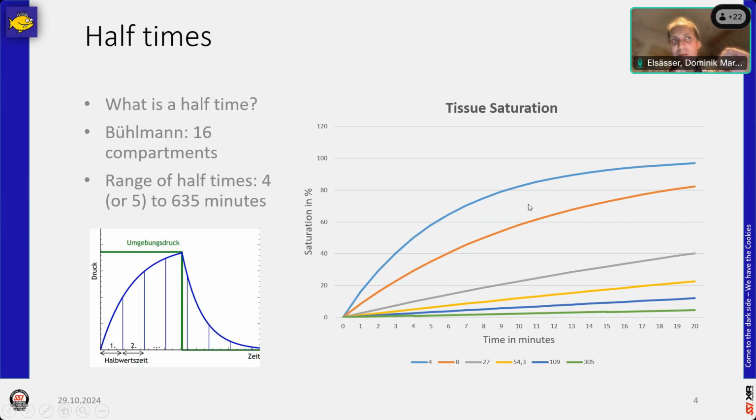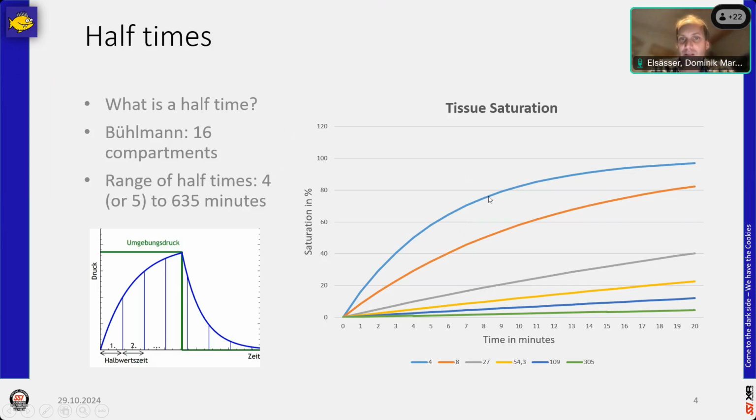And you let 1 half time pass. Say you let 5 minutes pass. You have a pressure difference of 0.5. Then you let another half time pass, another 5 minutes, you have 0.25, because 0.25 is 1/2 of 0.5. And so on and so forth. And that's depicted with these curves here.